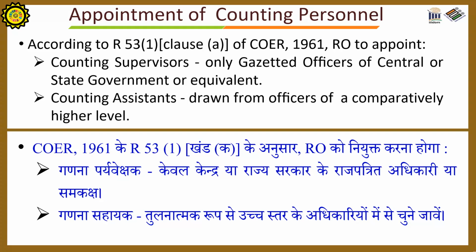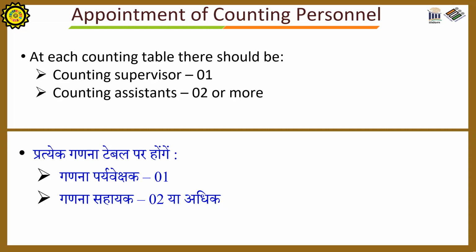Appointment of counting personnel. According to Rule 53 of Conduct of Election Rules 1961, the returning officer is to appoint counting supervisors and counting assistants. Counting supervisors will be gazetted officers of central or state government or equivalent officers. Counting assistants will be drawn from officers of comparatively higher level. So at each counting table, there shall be one counting supervisor and two or more counting assistants.